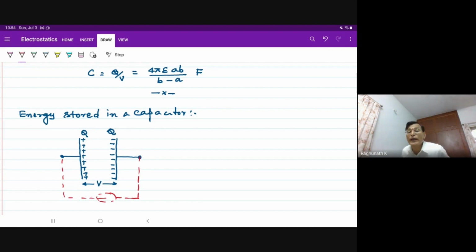A capacitor of capacitance C is charged to a potential difference of V. Means what? There will be a charge Q, plus Q on one plate and minus Q on the other plate, equal to CV. I say that energy is stored in the capacitor. Whenever I say that energy is stored in the capacitor, we should know that it is getting stored in the dielectric part of the capacitor.